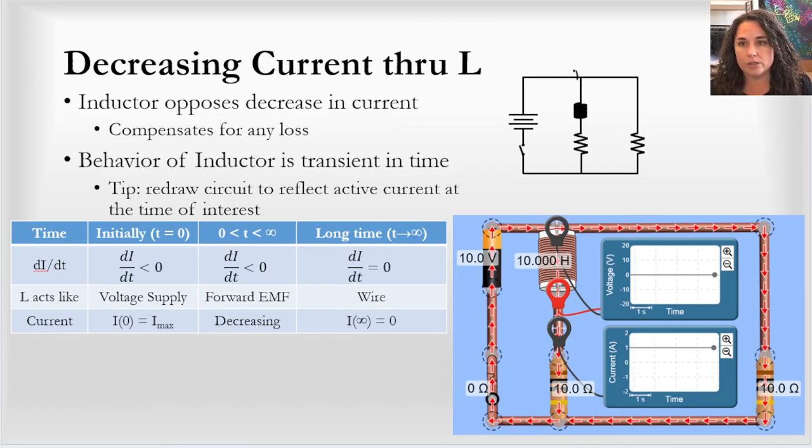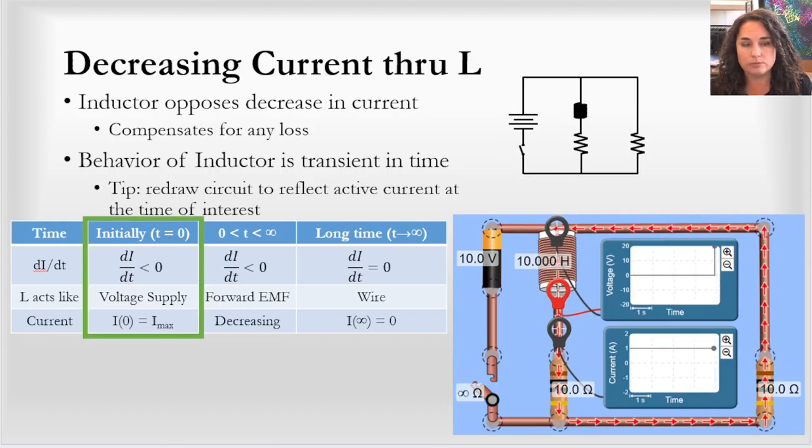What I'm going to note is this portion of the circuit basically doesn't exist anymore. We just have the inductor and the two resistors. The inductor is storing energy, and when we remove that battery from the inductor, it's able to release that energy. So in this situation, when I initially open that switch, it's going to act like a voltage supply. So let's look at that situation.